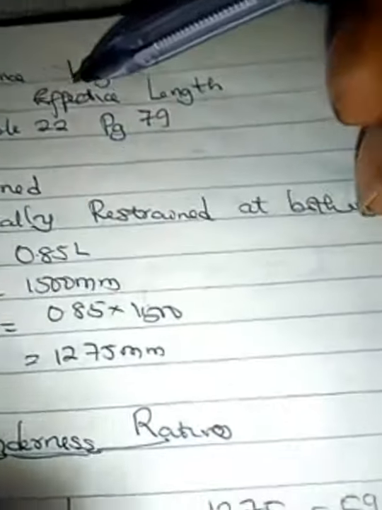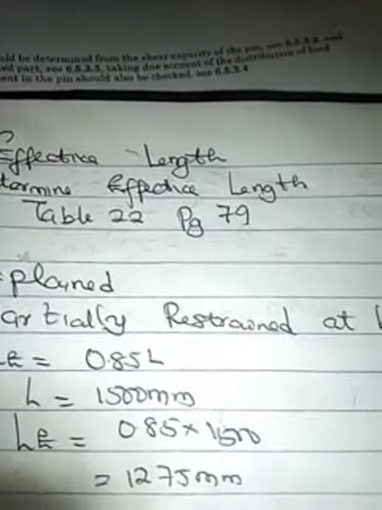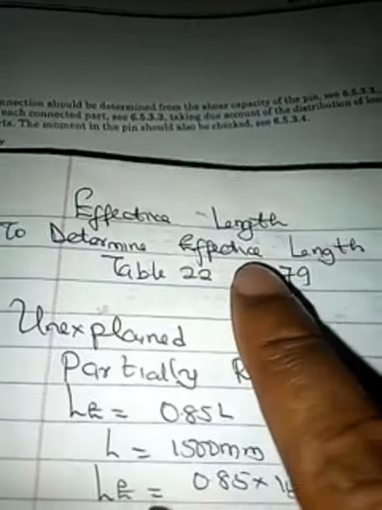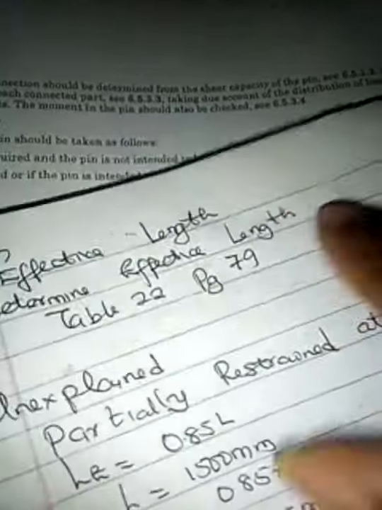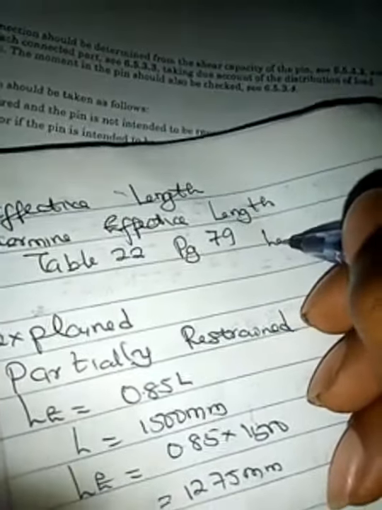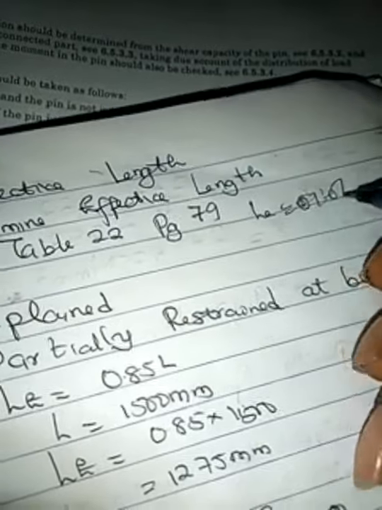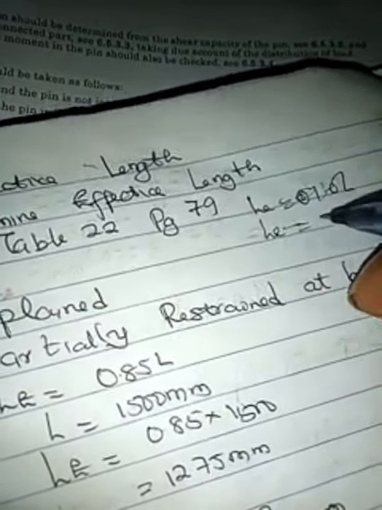Effective length can be gotten from table 22, right? But I already explained this. Remember, I told you that here in our question, it was not mentioned that these guys were pinned. Are we good? If these guys are pinned, our effective length LE will become 1.0 L. But since it is held with a gusset, our LE becomes 0.85 L. You can see this information on table 22, which is on page 79.